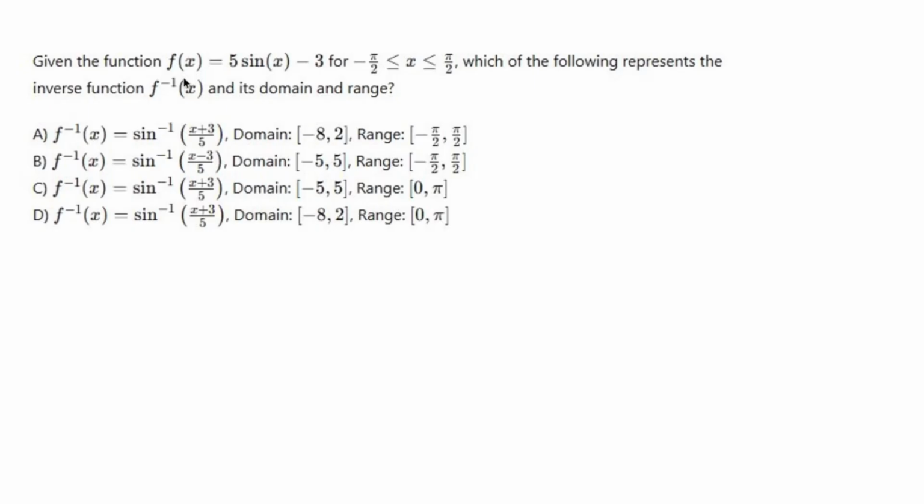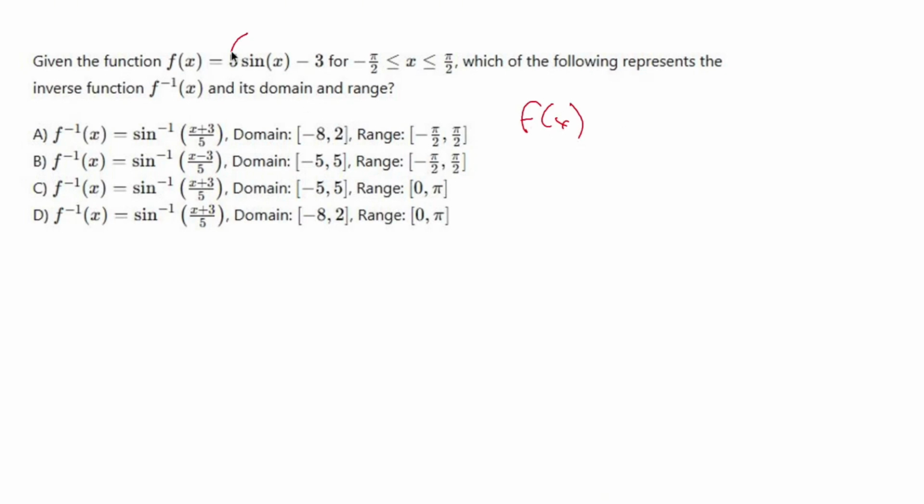Given the function f of x equals 5 sine x minus 3, for x in between negative pi over 2 and pi over 2, which of the following represents the inverse function and its domain and range? So before I even consider the inverse function, its domain and range, I need to find the domain and range of regular f of x.